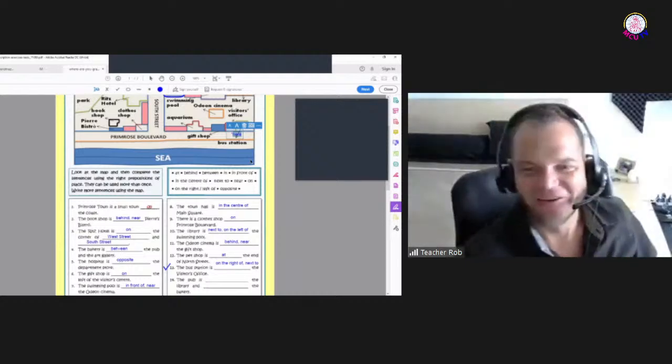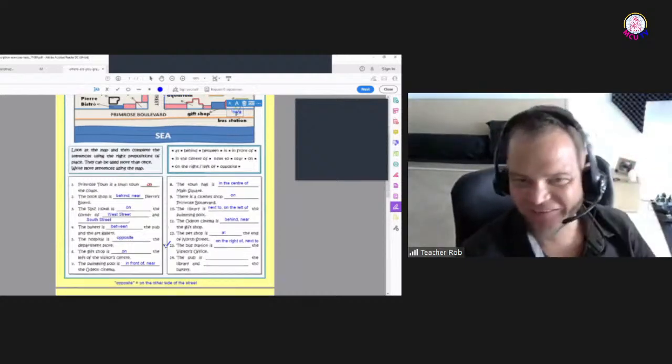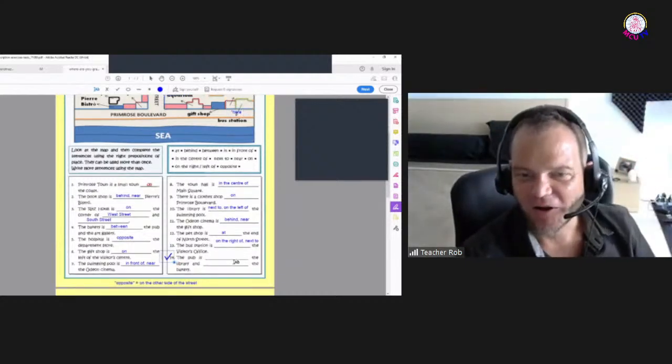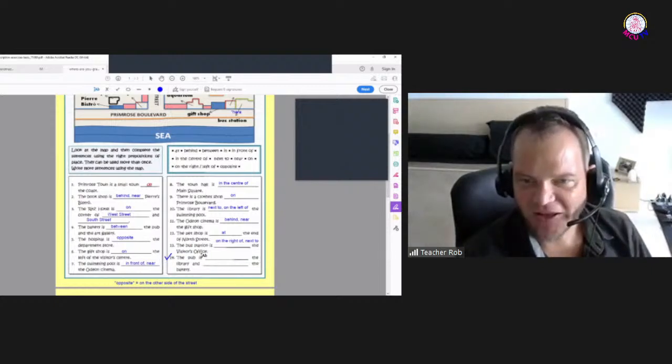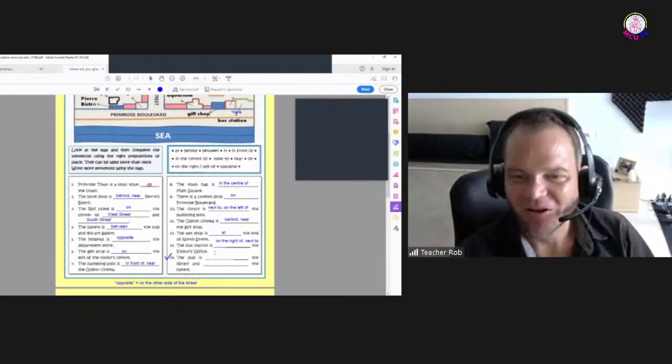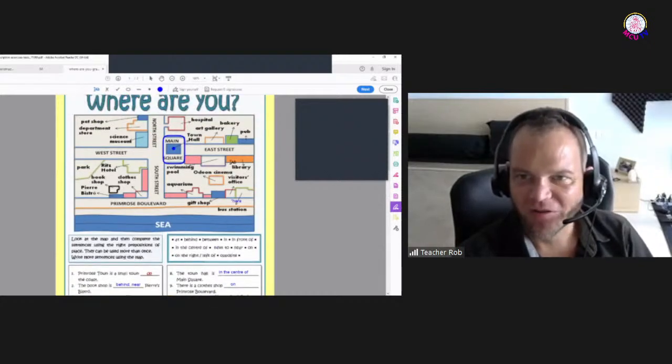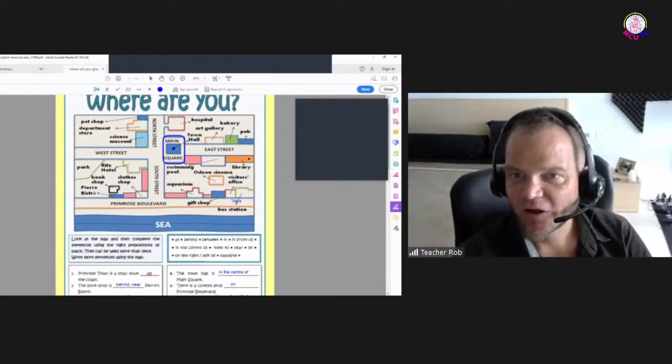Yeah. Now, here's the very last one. We got 2 blanks to fill in. The pub, right? The pub is blank the library and blank the bakery. Now, look at the pub, and where is the library? Between. Oh, not quite between. Nope. So the pub is the blue, the library is the orange.